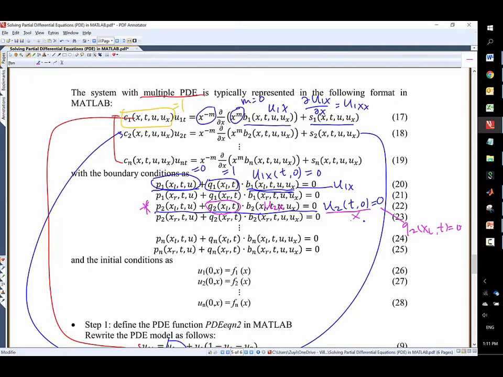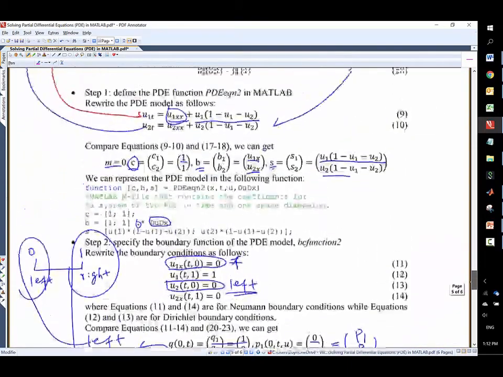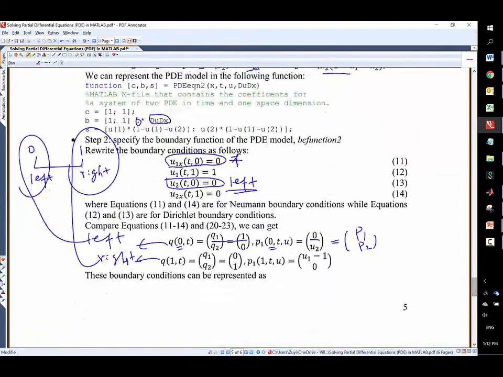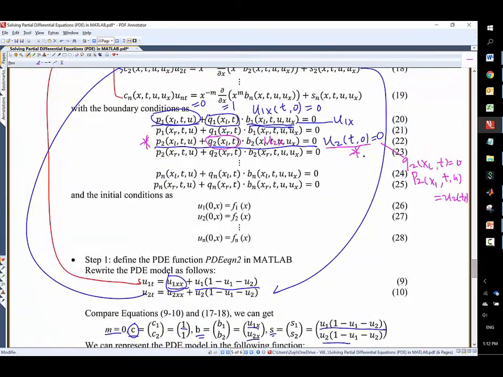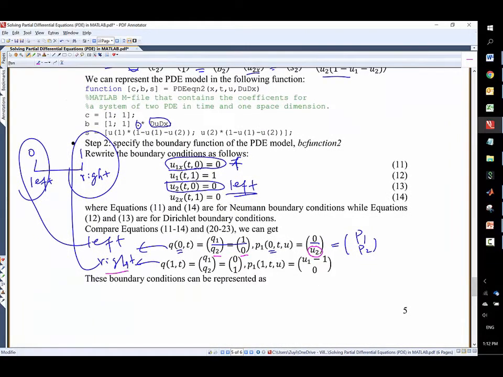Then you compare these two equations. You get p2 times u equal to u2 t0. So you can see p2 u2 here, and then q2 equal to 0. So this is the left hand side. Okay, so we're done with the left hand side. Now let's work on the right hand side.